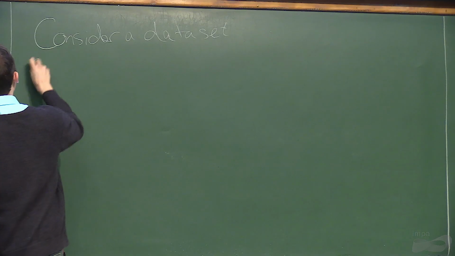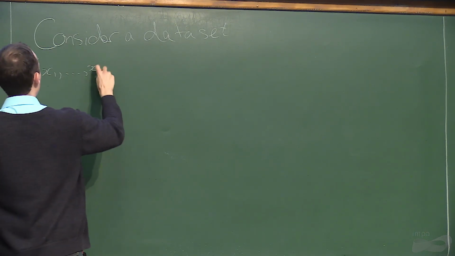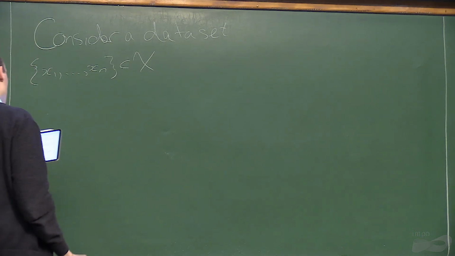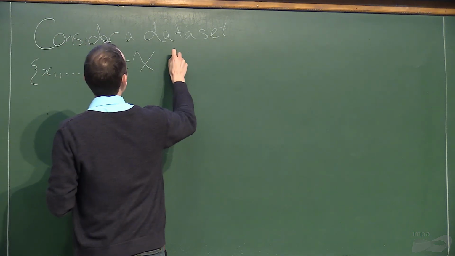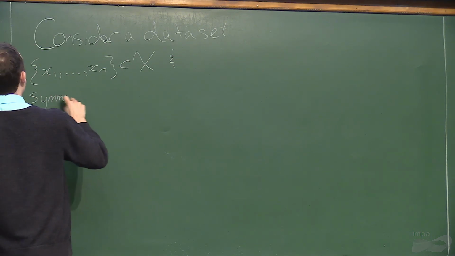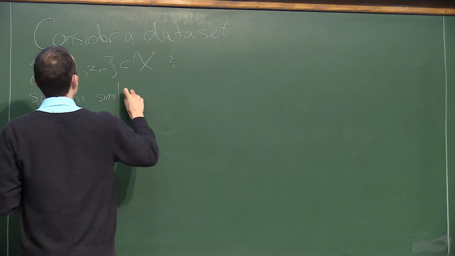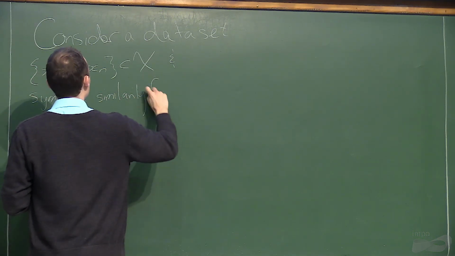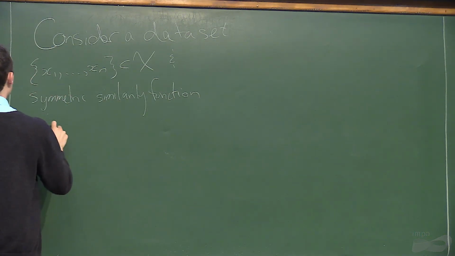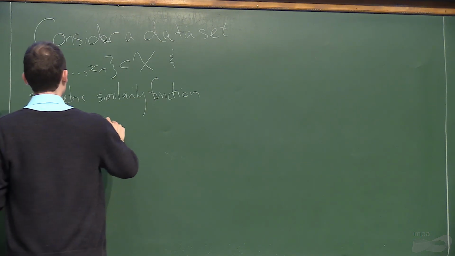So now if we think about a data set of n objects in some potentially abstract data space, and a symmetric similarity function. Let's call it little s. This maps x cross x into the non-negative reals.